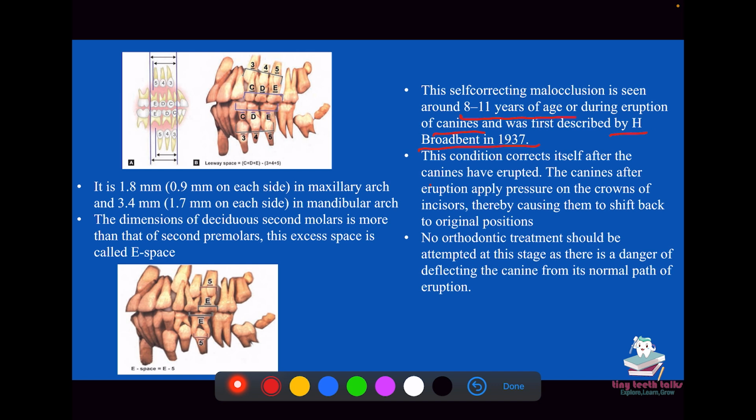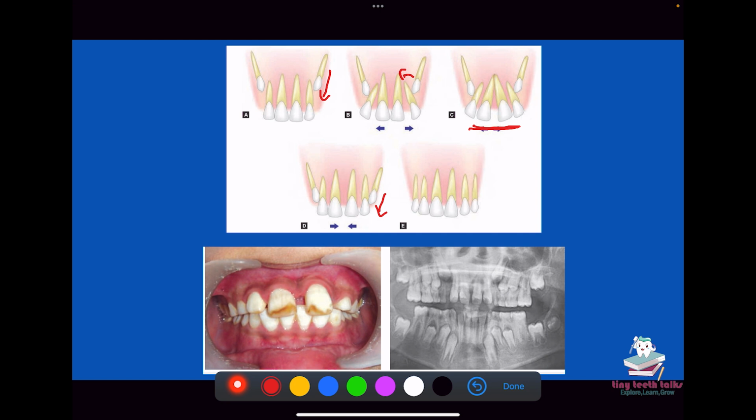How does this condition correct itself? It corrects itself after the canines have erupted. The canines after eruption apply pressure on the crowns of the incisors, thereby causing them to shift back to their original position. No orthodontic treatment should be attempted at this stage, as there is a danger of deflecting the canine from its normal path of eruption. After the eruption of the canine, it is back in position.